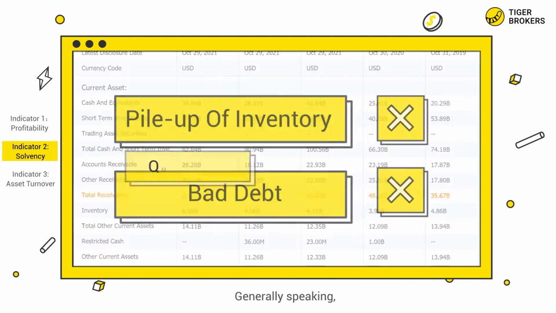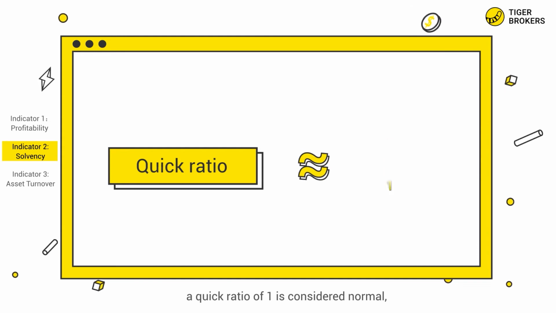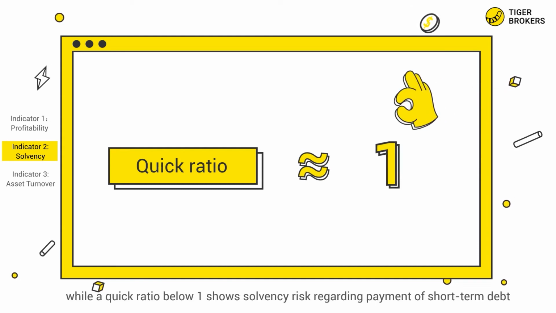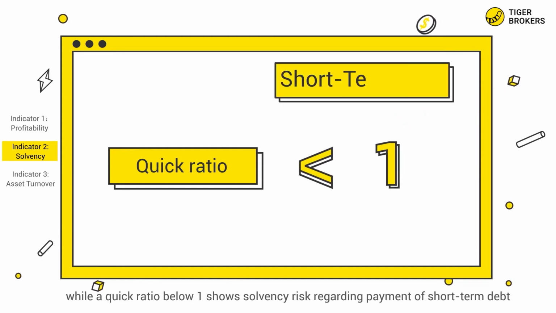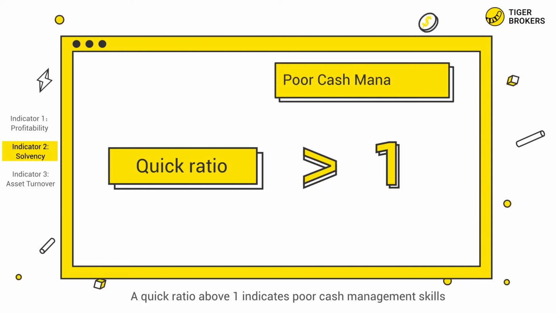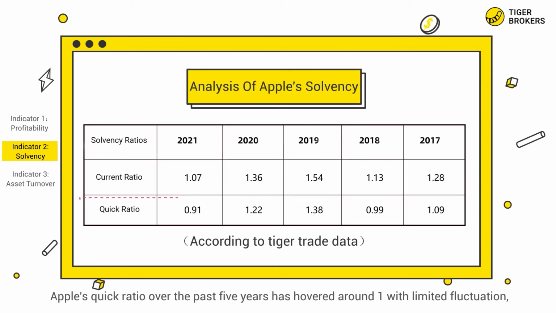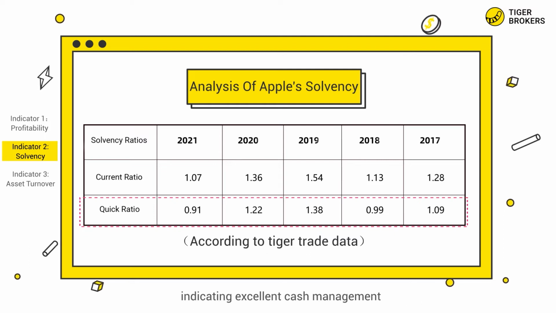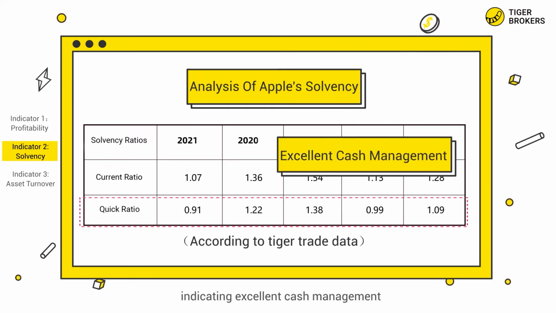Generally speaking, a quick ratio of 1 is considered normal, while a quick ratio below 1 shows solvency risk regarding payment of short-term debt. A quick ratio above 1 indicates poor cash management skills. Apple's quick ratio over the past 5 years has hovered around 1, with limited fluctuation, indicating excellent cash management.